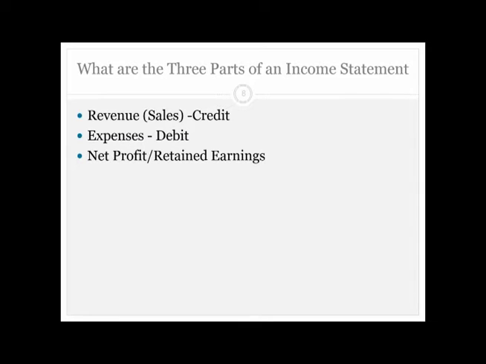Now, there are three parts of an income statement. There is the revenue, which we just showed in the credit column. Those are all of your sales or other sources of income. There are the expenses, which are in the debit column, which is anything that you've spent money on in relation to your business. And then we have the net profit, which is our bottom line, which rolls into the retained earnings section of our balance sheet that we'll show you later.